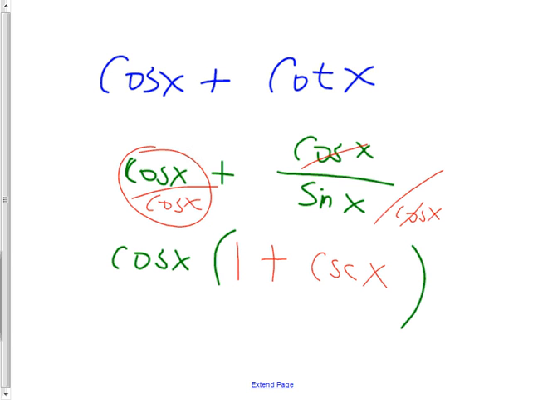Because probably on the bottom of the problem there would have been a 1 plus cosecant. That way the 1 plus cosecant could cancel.